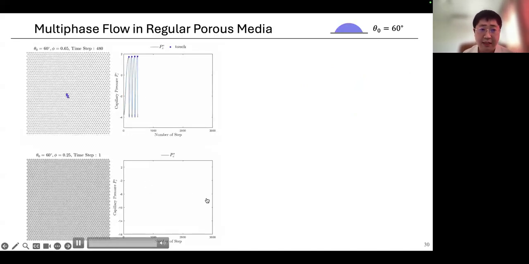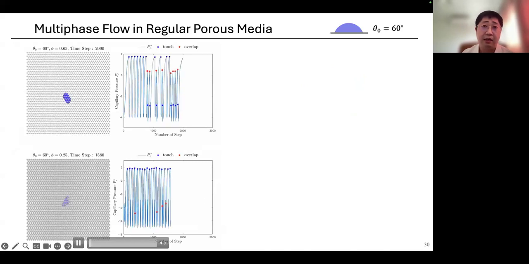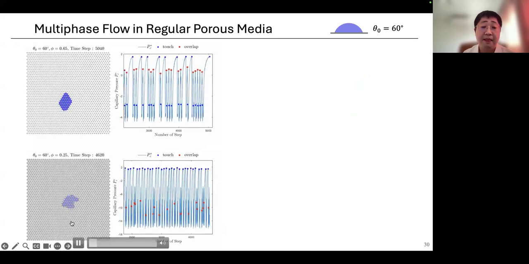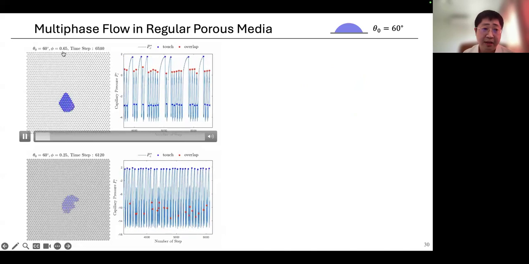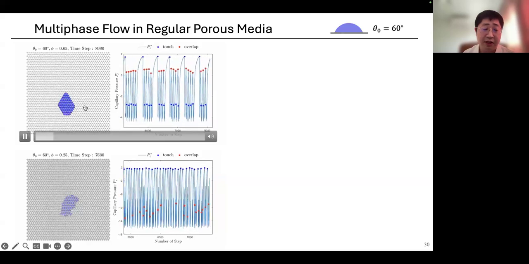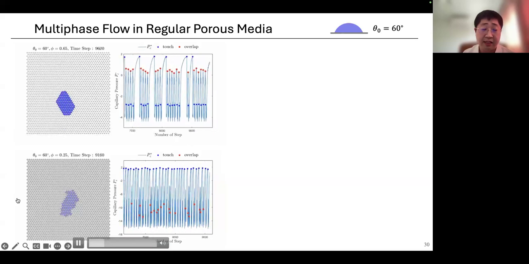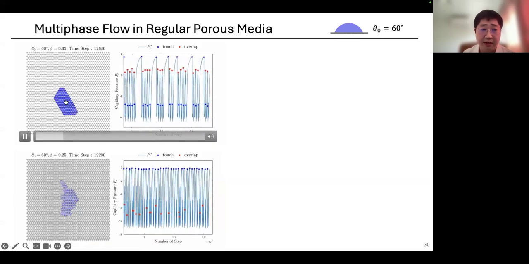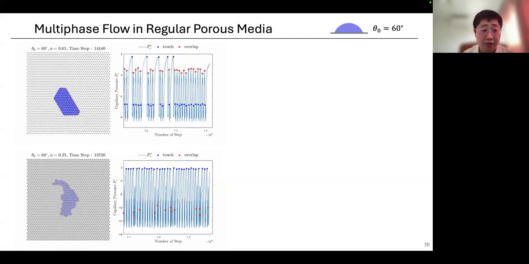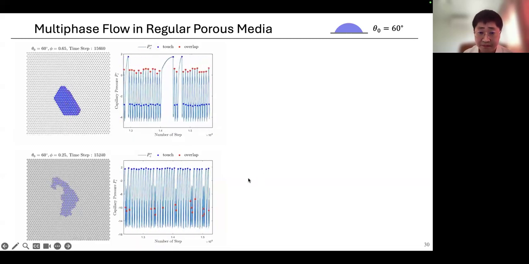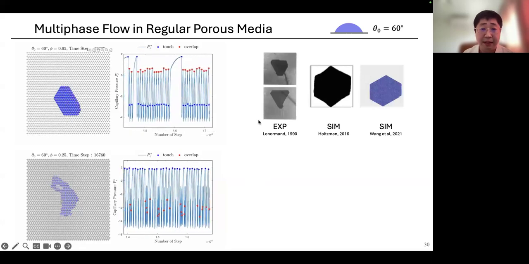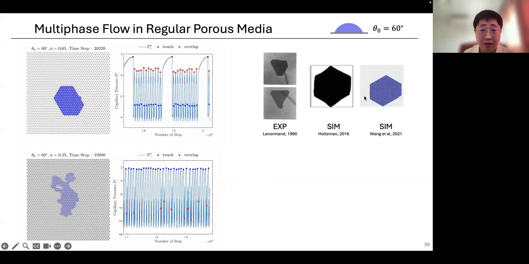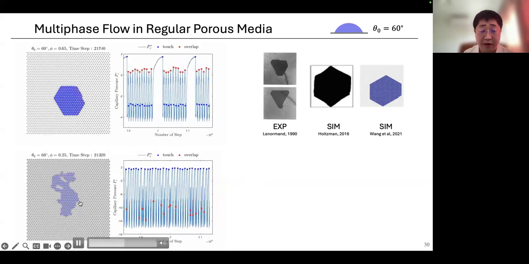So we ran some simulations focusing on the regular case. This is a radial injection experiment where the blue liquid is injected from the center. Depending on the packing fraction, the only difference between the top and bottom is the size of the particles placed on the triangular lattice. We see that on the top, we have a hexagonal growth of the liquid, whereas at the bottom, it's more random. Experimentally, most people have looked at this hexagonal growth instead of this irregular shape.